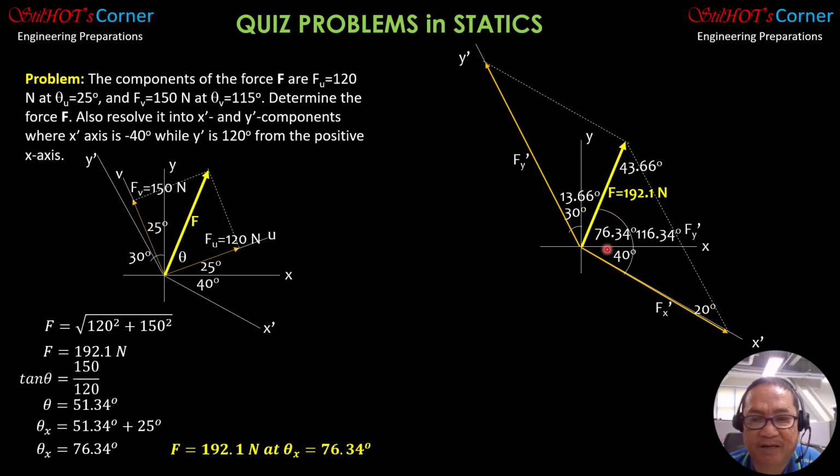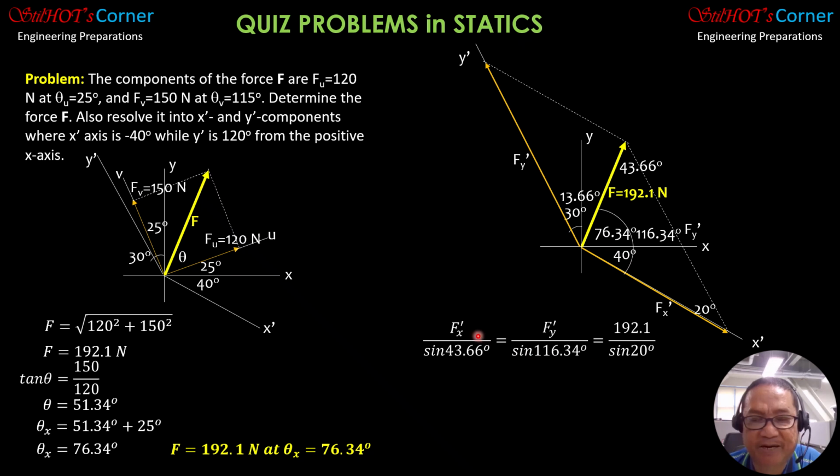Finally, applying the law of sines in this triangle here. So we have Fx prime over sine of 43.66 degrees equals Fy prime over sine of 116.34 degrees equals 192.1 over sine of 20 degrees.